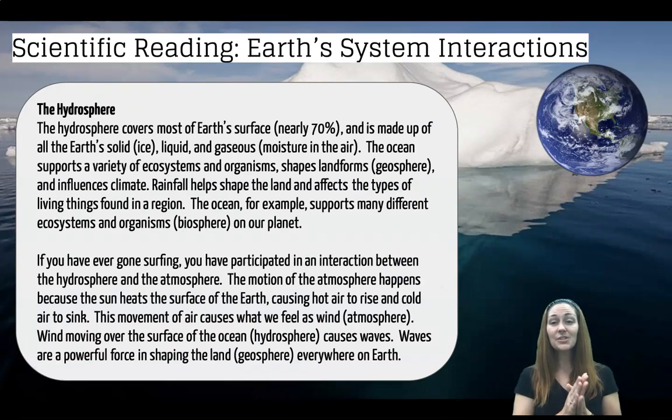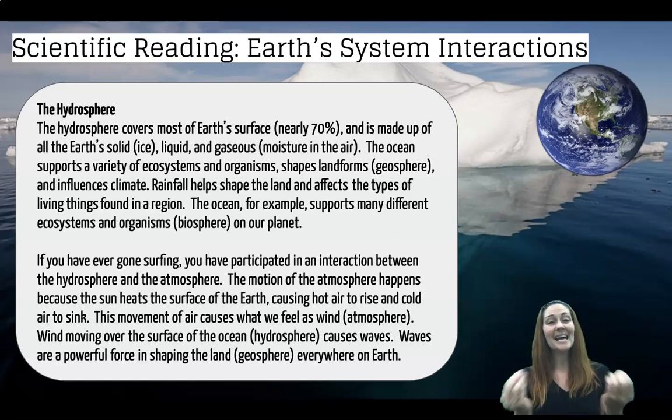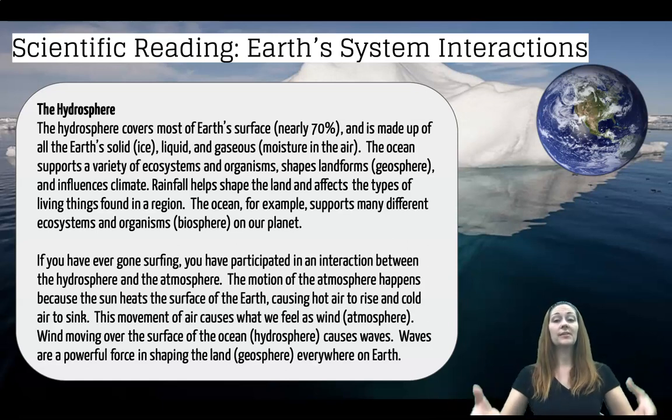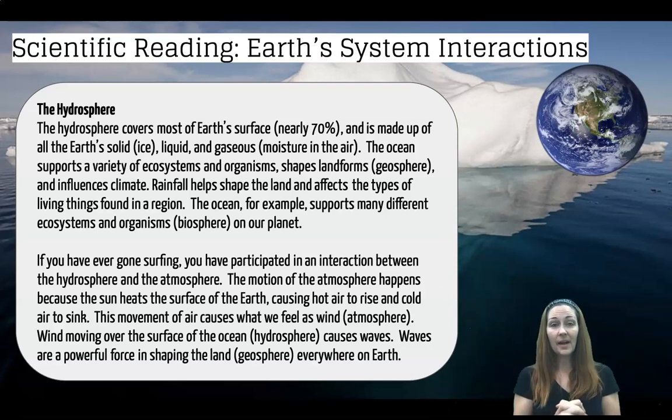Okay, so first we're going to talk about our hydrosphere. Okay, and that is the water and ice on Earth. So the hydrosphere covers most of Earth's surface, nearly 70%, right? And is made up of the Earth's solid, the ice, liquid, our water, and gaseous, moisture in the air. So from the water cycle, we know that there's water molecules that evaporate. So we do have that moisture in the air.